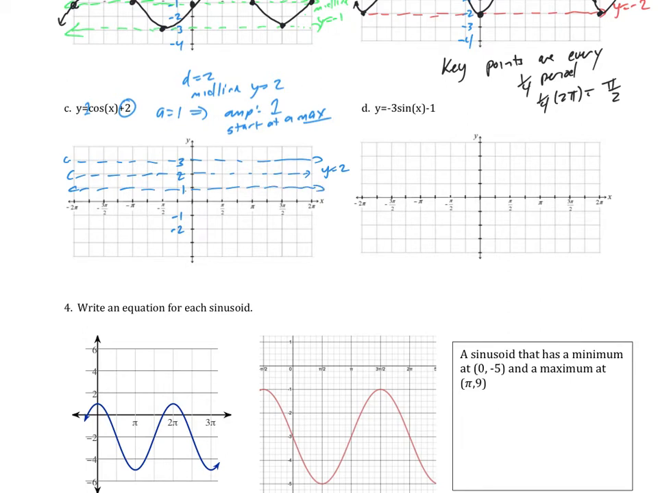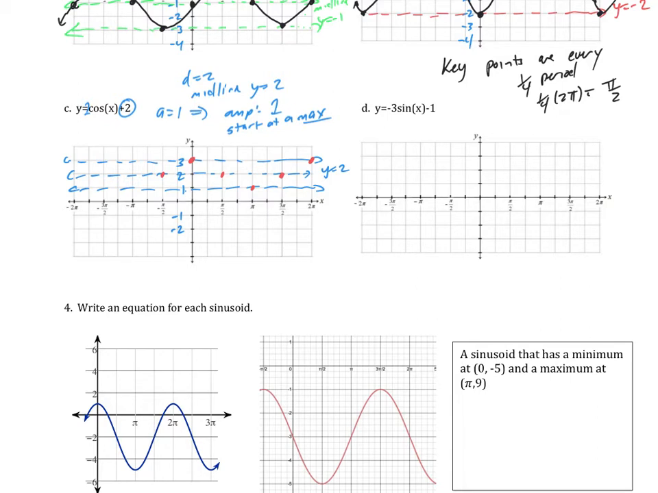And then this is a cosine. Cosine will start at a maximum or minimum. This one will start at a maximum because it's a positive cosine. So it's going to start at 0, 3. And then key points will be every pi over 2. So at pi over 2, we're going to be at the midline. At pi, we're going to be at the minimum, which is 1. At 3 pi over 2, back to the midline, which is at 2. At 2 pi, back to the maximum, which is at 3.